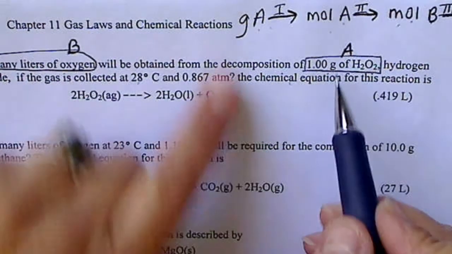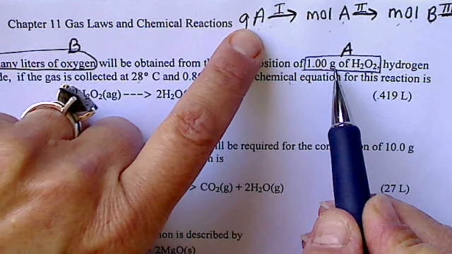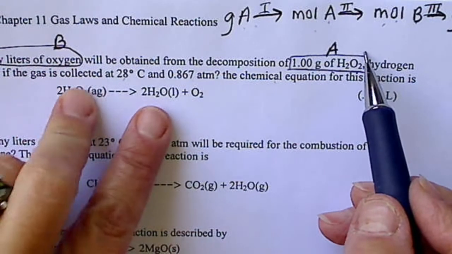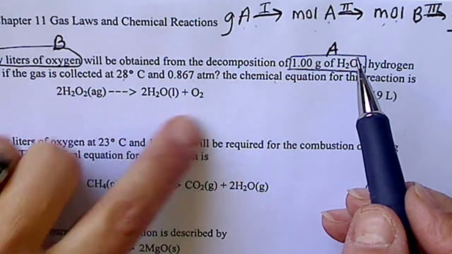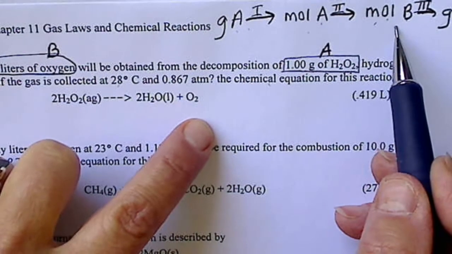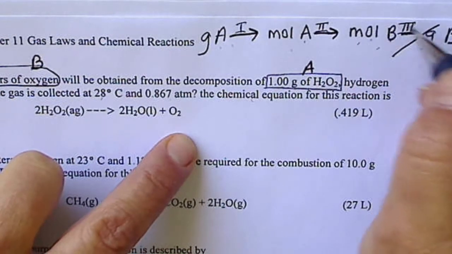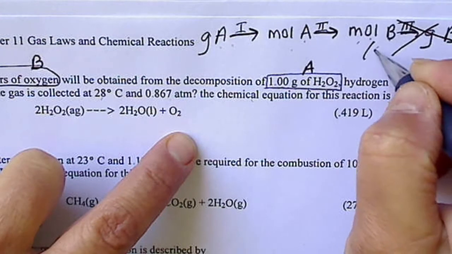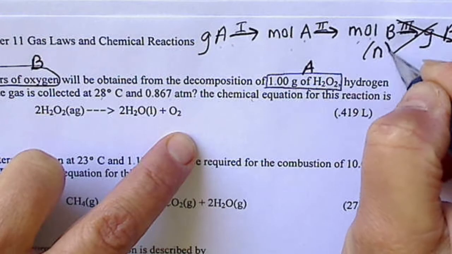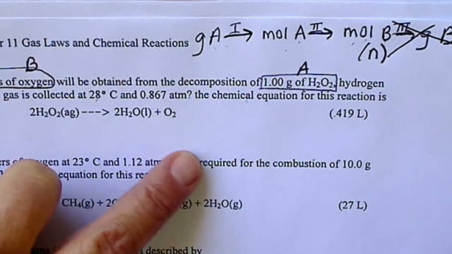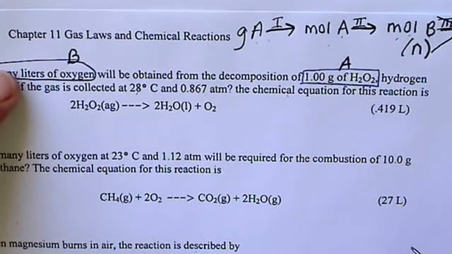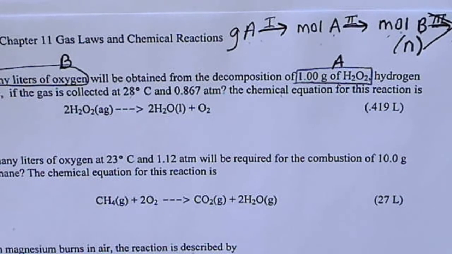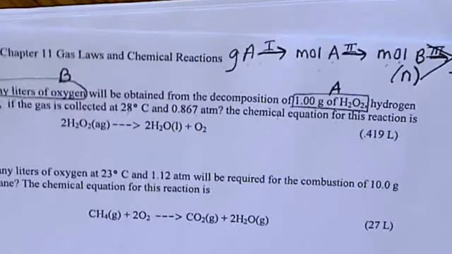So we're going to start with grams of H2O2 and convert it to moles. And then from the balanced equation, we're going to convert moles of H2O2 to moles of oxygen, and we're going to stop right here. We are not going to do step three. Moles of oxygen will be the value that we're looking for, and we're going to plug that into the ideal gas law and solve for volume. So I'm going to do that example, get some scratch paper here.